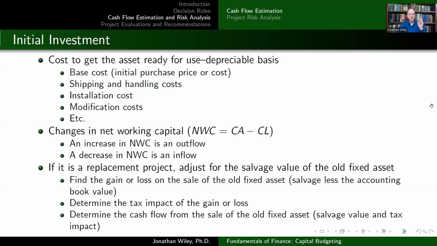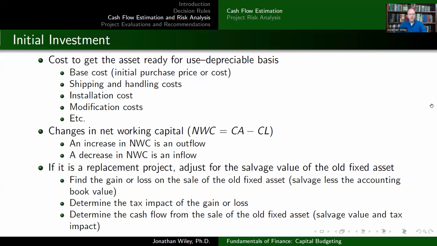So if the old asset was sold for $10,000 and the accounting book value was $7,000, we realized a gain of $3,000 on the sale of that old equipment. Now, if we realize a gain, that means we're going to have to pay taxes on the gain. So we need to figure out how much we're going to pay in taxes. Once we've figured that out, the cash flow from the sale of that old fixed asset is going to be, in my example at least, the $10,000 that we sold it for in salvage, and then I have to factor in the taxes I'm paying on the gain. So it's going to be $10,000 minus whatever those taxes were on the gain in order to get to the overall cash flow from the sale of the old fixed asset.